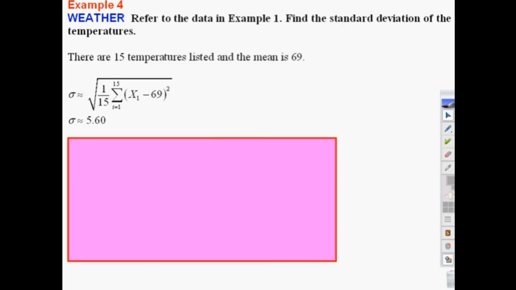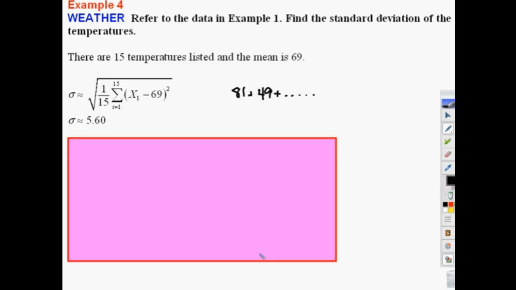Okay? So for instance, that first temperature of 60 degrees, I go 60 minus 69 is negative 9, squared is 81. The next one, 62 minus 69 is negative 7, squared is 49. And I keep adding all those up, divide by the 15, and take the square root, and we get 5.6. That is my standard deviation.